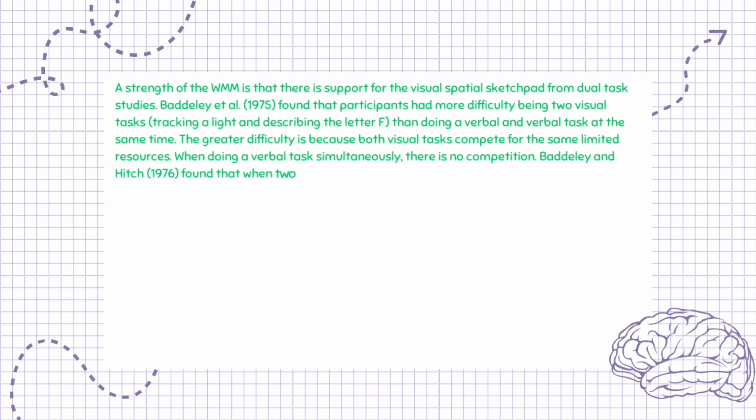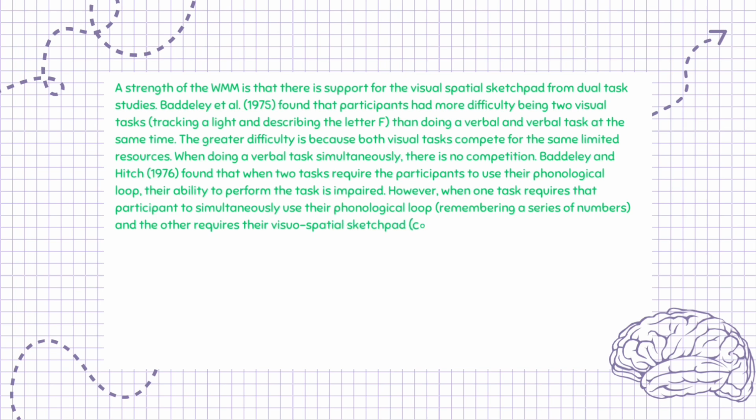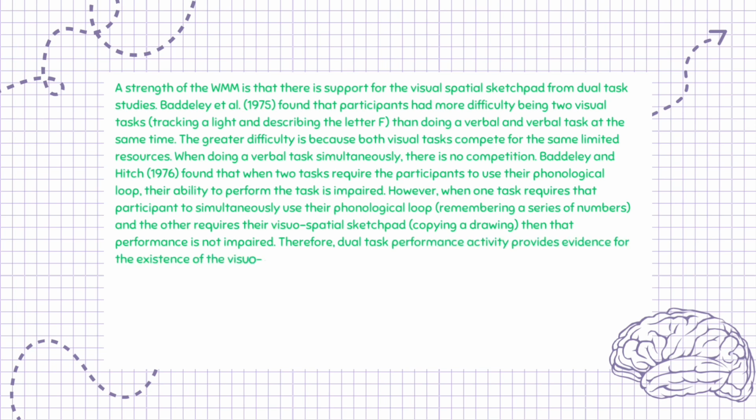Baddeley and Hitch, 1976, found that when two tasks require the participants to use their phonological loop, their ability to perform the task is impaired. However, when one task requires that participant to use their phonological loop, remembering a series of numbers, and the other requires their visuospatial sketchpad, copying a drawing, then performance is not impaired. Therefore, dual task performance provides evidence for the existence of the visuospatial sketchpad. The MSM can't explain this.